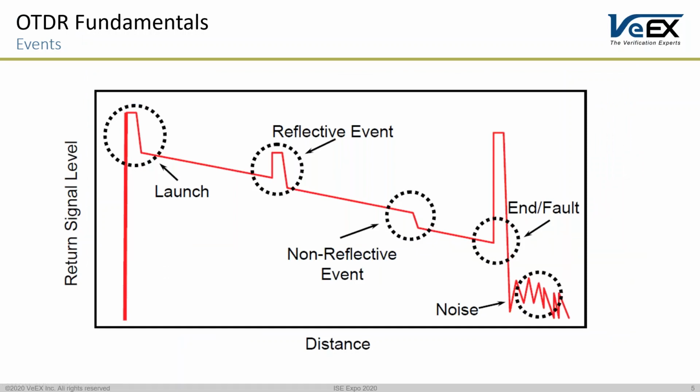So let's go over the events, what kind of events you would see on an OTDR trace. As mentioned earlier, there's a reflective and non-reflective event. So looking at this trace here, on the x-axis, you have the distance. On the y-axis, you have the return loss, your return signal.